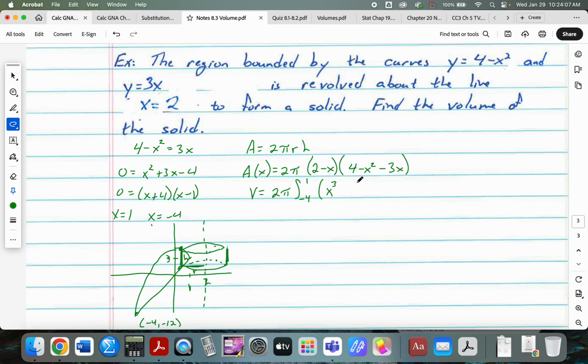I'll also have a negative 2x squared and a positive 3x squared. So that's going to be plus x squared. For x terms, I'll have a negative 4x and a negative 6x, so that's negative 10x. And for my constant term, we will have 8, all dx.